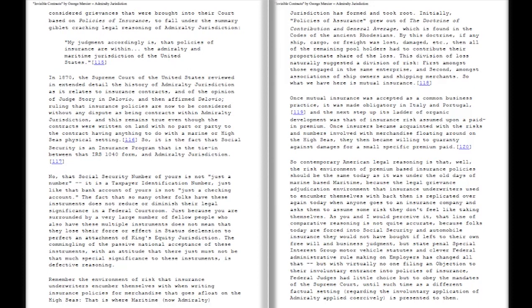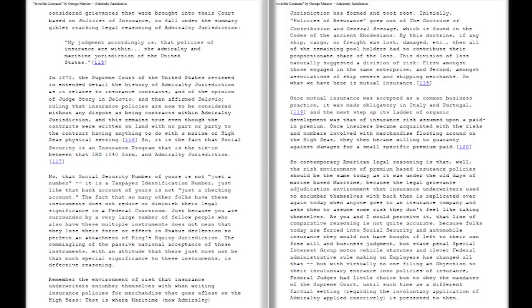In 1870, the Supreme Court of the United States reviewed, in extended detail, the history of admiralty jurisdiction as it relates to insurance contracts, and of the opinion of Judge Story in DeLogo, and then affirmed DeLogo, ruling that insurance policies are now to be considered, without any dispute, as being contracts within admiralty jurisdiction. This remains true even though the contracts were written on land with no part or party to the contract having anything to do with a marine or high seas physical setting.